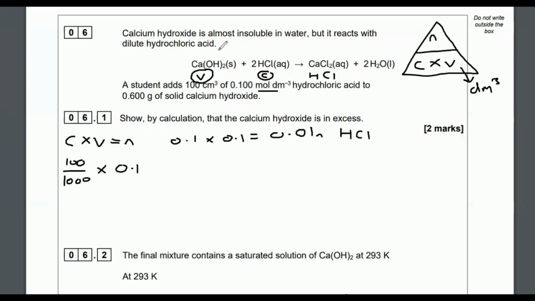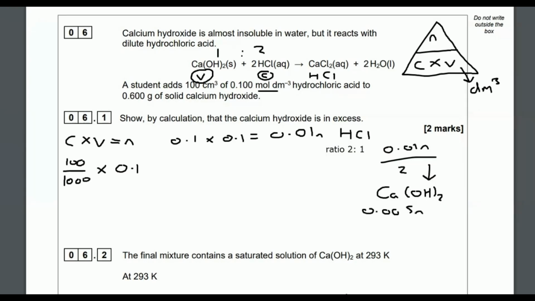What I want to do is look at the ratio now. It's 1 to 2. So for every mole of hydrochloric acid, I need half a mole of calcium hydroxide. So the ratio is 2 to 1 or 1 to 2, whatever you want to say, hydrochloric acid to calcium hydroxide. So I want to do 0.01 divided by 2, and that's going to tell me how much calcium hydroxide I would need to completely neutralize that hydrochloric acid. So 0.005 moles of calcium hydroxide are needed to react completely.